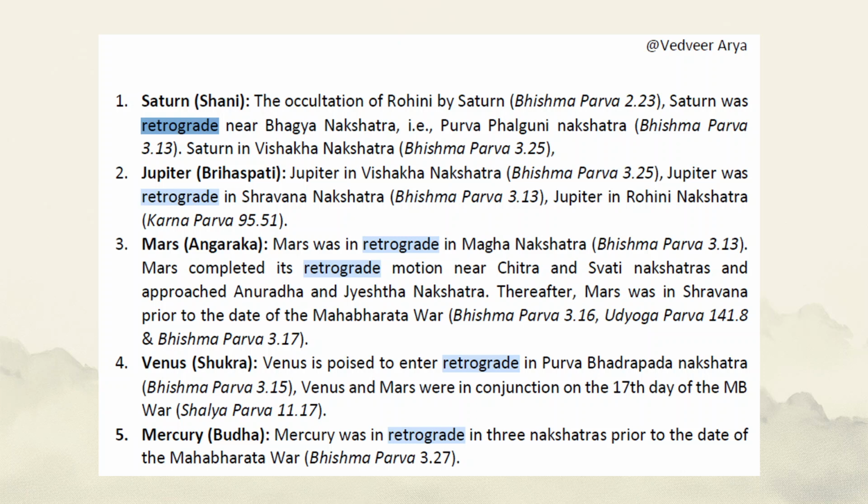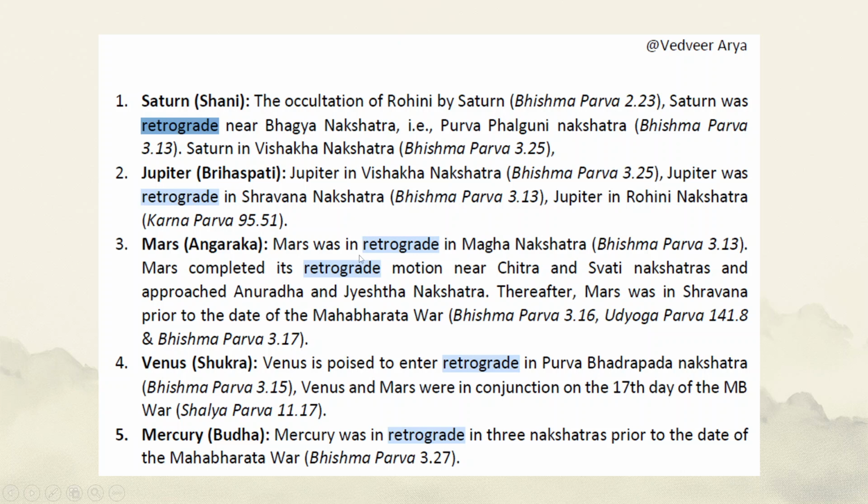Thereafter, Vedvirji writes, Mars in Shravana went to Shravana prior to the date of Mahabharata war. That is correct. Okay? Now there, very interesting. He says Bhishma Parva 3.16. Well, that is correct. Okay. Let's see. Where does he do that?